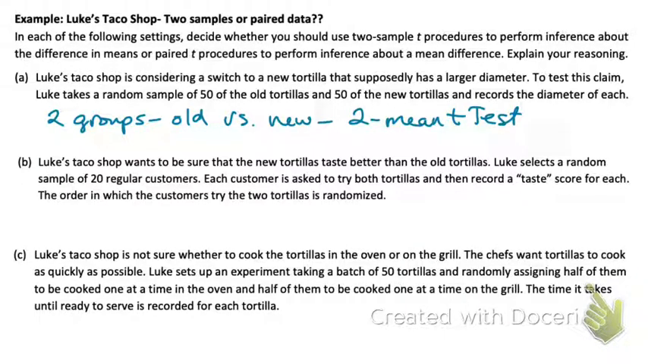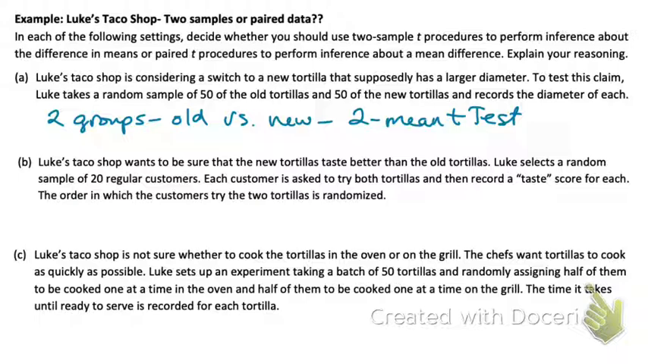I'm just comparing if the old and the new are different diameters. So that would be a two mean t-test. All right, B. Luke's Taco Shop wants to be sure that the new tortilla tastes better than the old tortillas. Luke selects a random sample of 20 regular customers. Each customer is asked to try both tortillas and then record the taste score for each. The order in which the customers try the two tortillas is randomized.